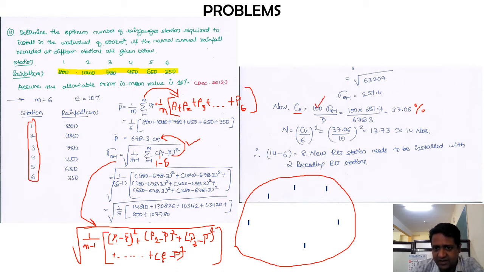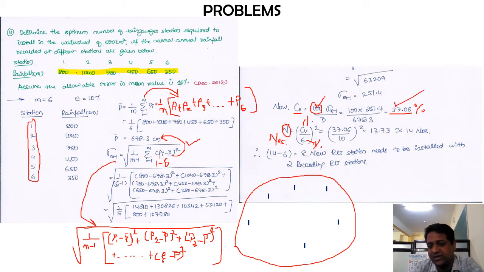Because this epsilon is in percentage, so ultimately n is going to be in terms of numbers. It is unitless, it is just a number. So even the numerator should be in terms of percentage only. That's why we multiply it by 100, and whatever CV value we get, usually it will be in terms of percentage only. In this case we got the value of CV as 37.06 percent.